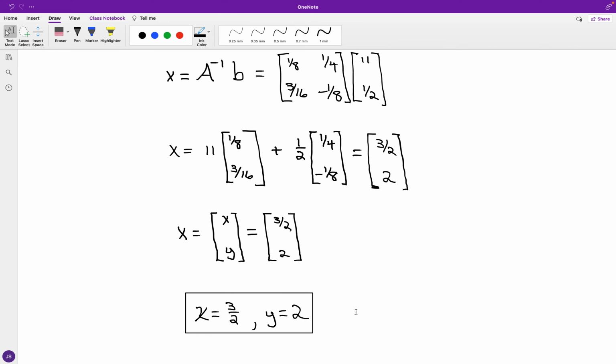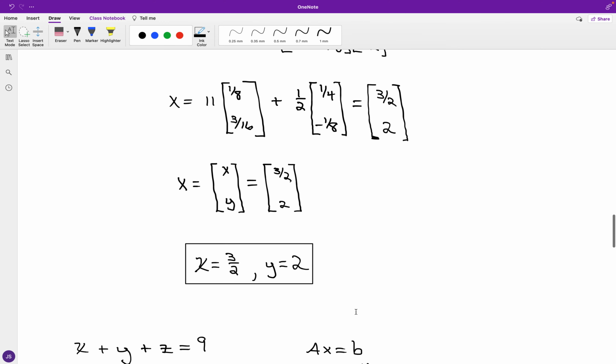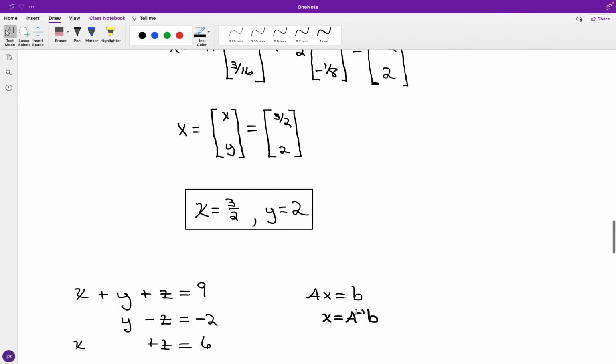And so we have for this system of equations, x is equal to 3/2, and y is equal to 2. Now let's say that I move to a 3-equation system, and for this one we have x plus y plus z is equal to 9, and y minus z is equal to negative 2, and we have x plus z is equal to 6. Now b is going to consist of the numbers 9, negative 2, 6.